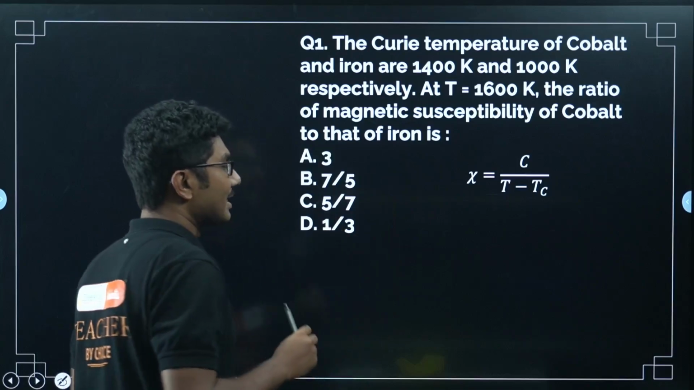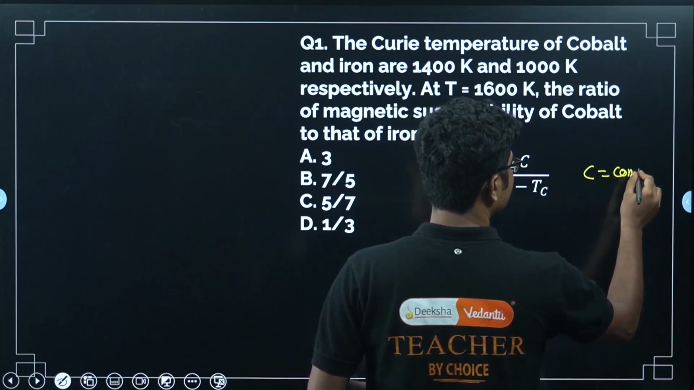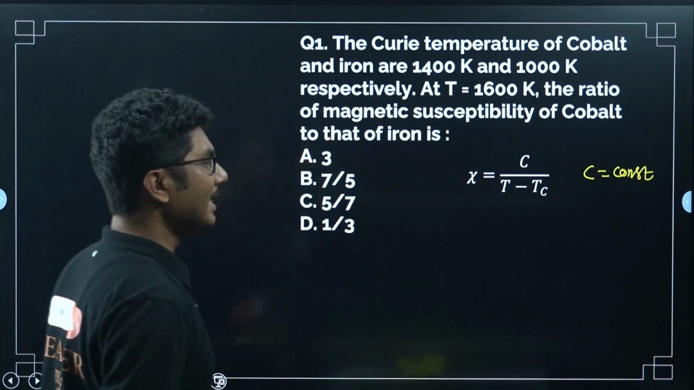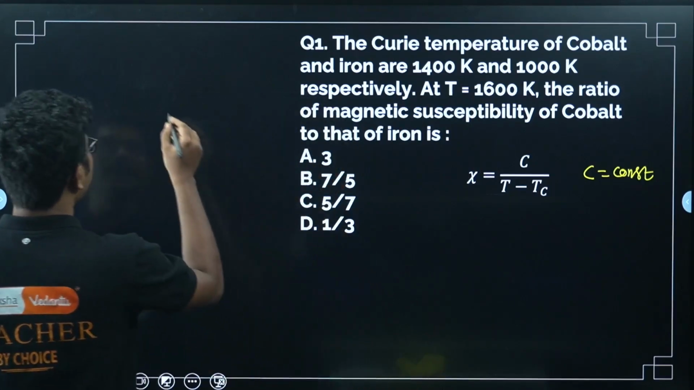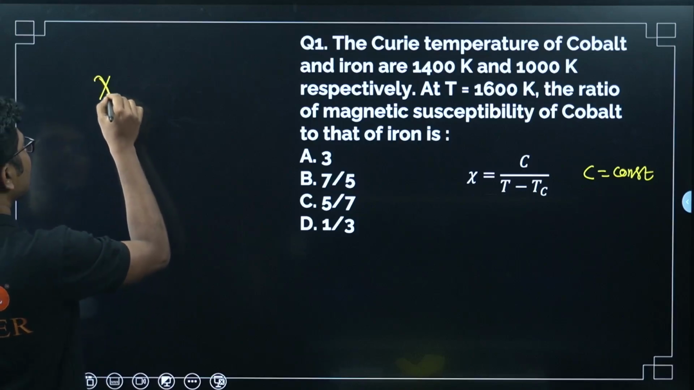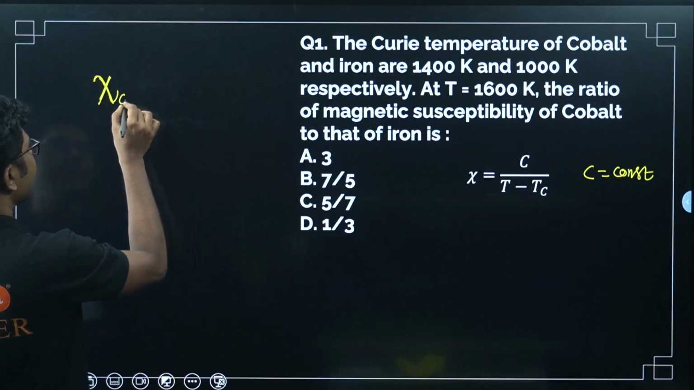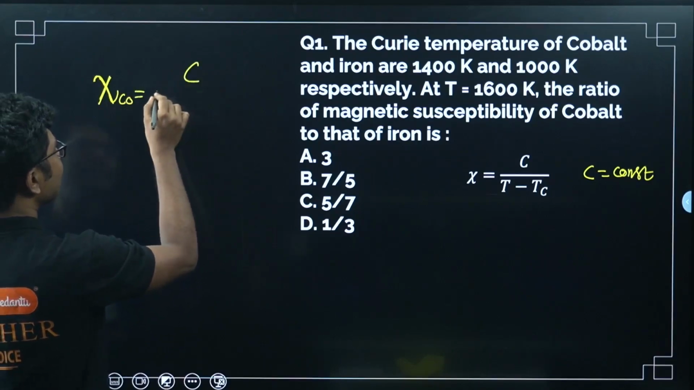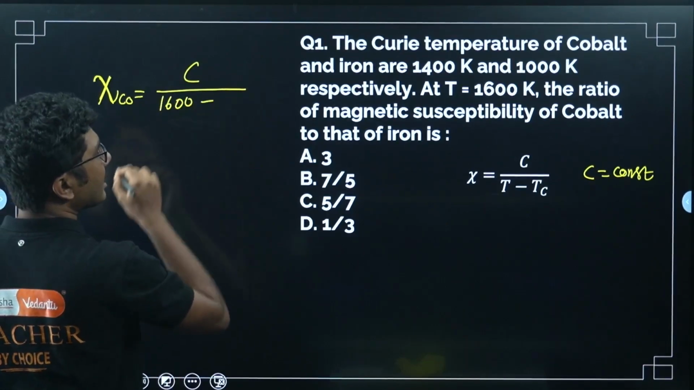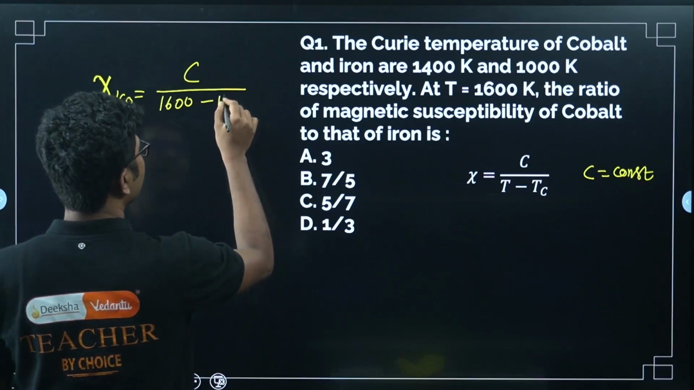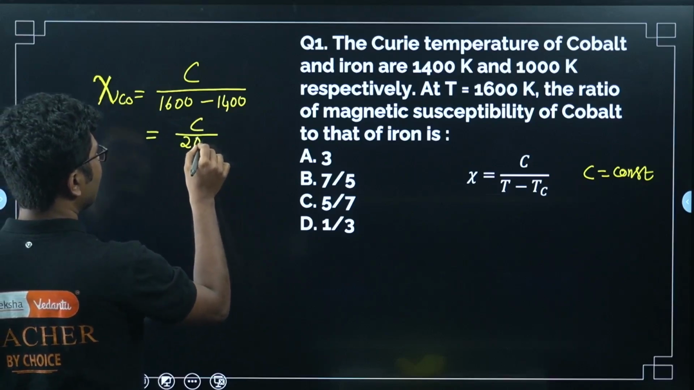The formula is magnetic susceptibility equals C divided by T minus Curie temperature, where C is a constant and T is the temperature. Now for cobalt we can write chi cobalt. The symbol is like X with the arms a little bit twisted. So for cobalt it is constant C divided by temperature 1600 minus Curie temperature for cobalt 1400, so it is C by 200.